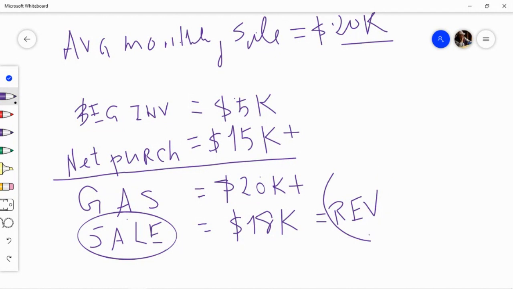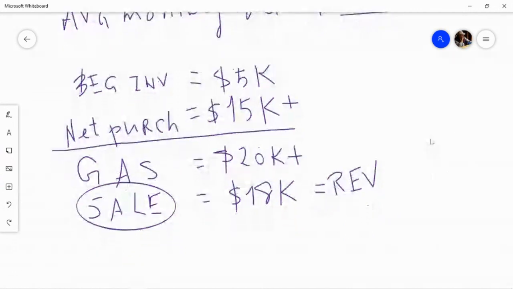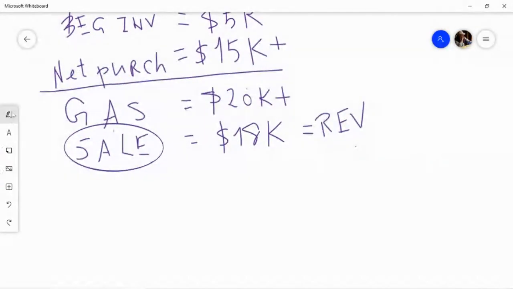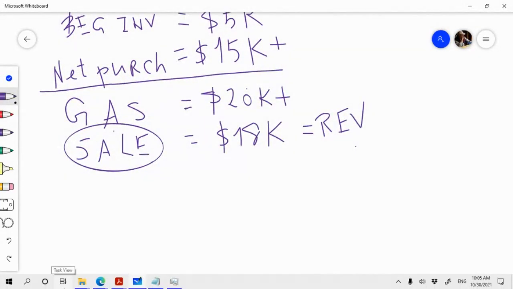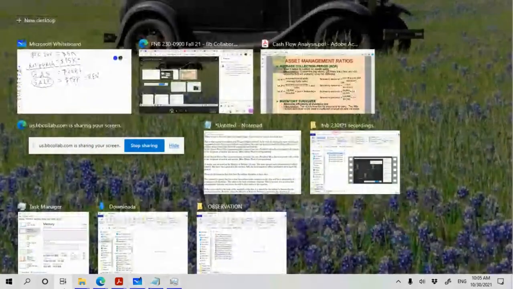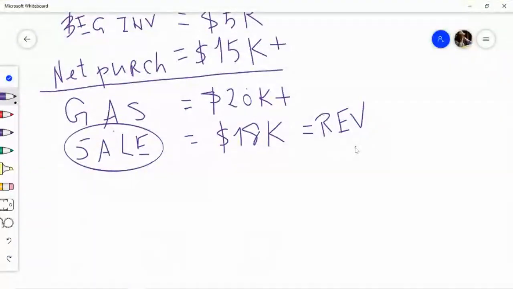Okay, I don't need to have a circle all the time. And now let's think about it. After the sale, it's obvious what I'm trying to say. And think about it. After the sale, at the end of the month, what is left?